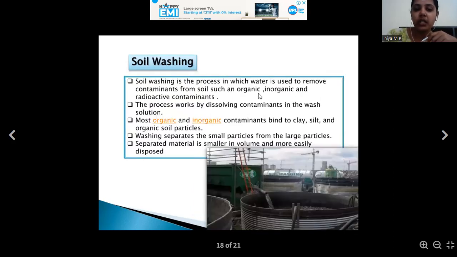Next, the soil washing process. Soil washing is a process in which water is used to remove the contaminants from the soil, such as organic, inorganic, and radioactive contaminants. The process works by dissolving contaminants in the wash solution. Most organic and inorganic contaminants bind to clay, silt, and organic soil particles. The washing separates the small particles from the large particles. The separated material is smaller in volume and more easily disposed of.